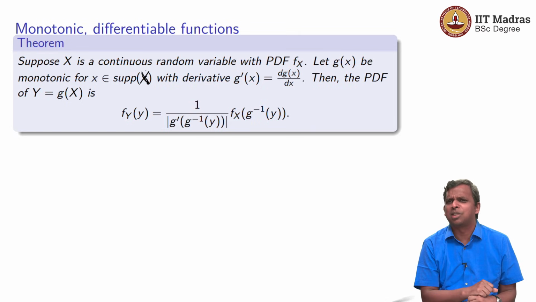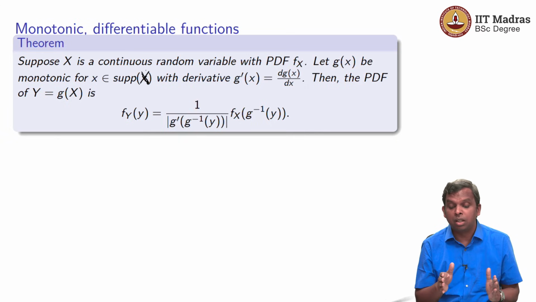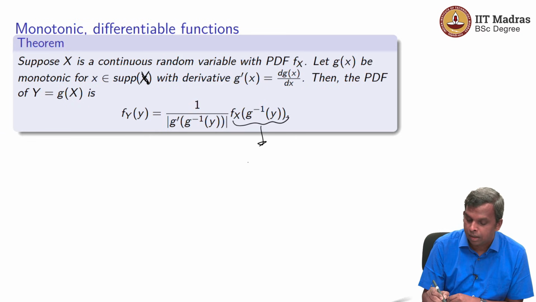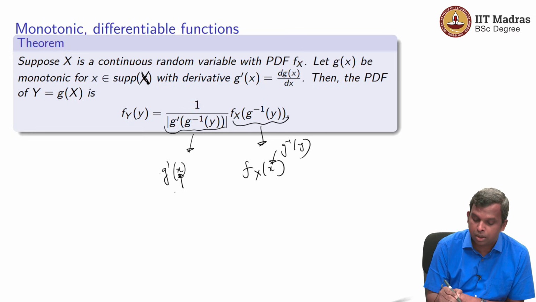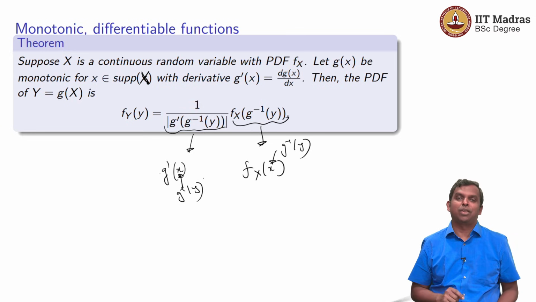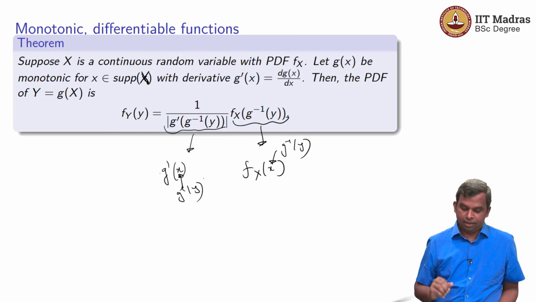I'll show you an example. You will see how easy it is. Notice what is going on here: there is a 1 by the absolute value of the derivative. In the derivative also, instead of x, you put in g inverse of y. So f_X of x, instead of x, you put g inverse of y. Same thing here: g prime of x, instead of x, you put g inverse of y. So finding g inverse of y is very crucial, and it having a derivative is also crucial. If all these conditions are true, you can easily have a formula.